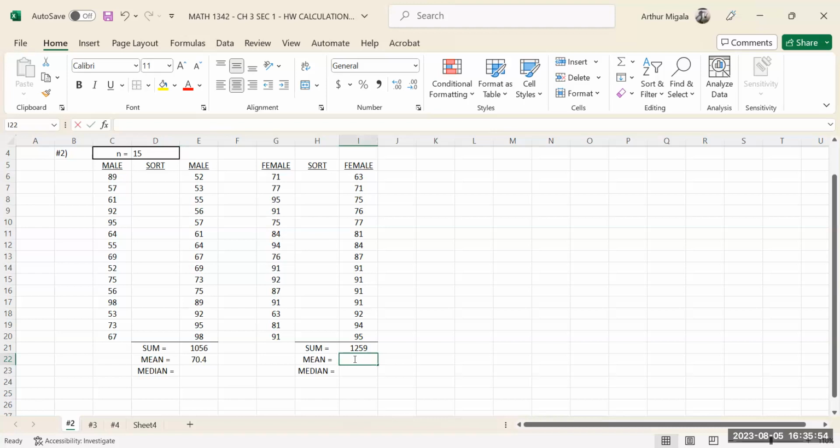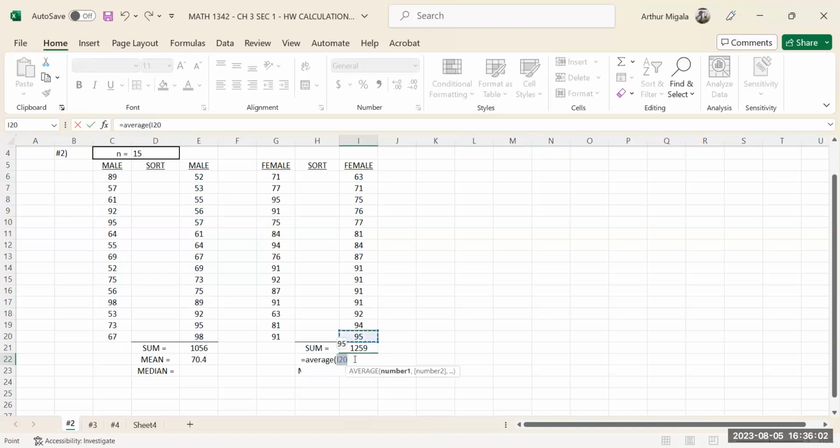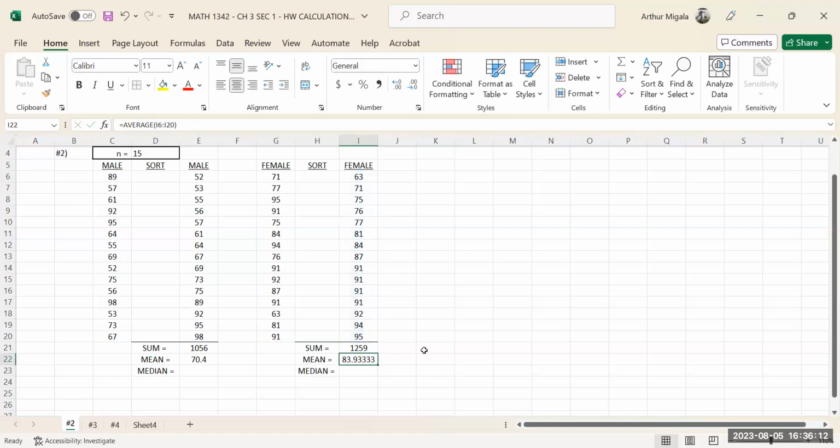I do the same thing here. Equal sign, to tell it it's a calculation. Average, open parenthesis. Hit your arrow going up. Hold the shift button and arrow up. And then close parenthesis. And I come here to show one decimal place.